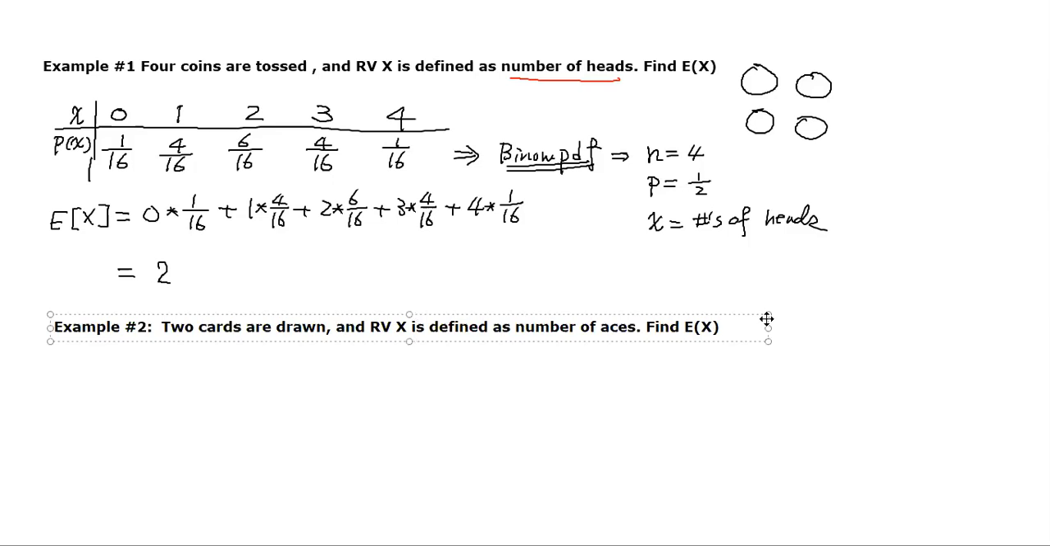Now let's take a look at what I have here. Two cards. Oh, I'm sorry, I think my example here says 3 cards. That's fine. 3 cards are drawn. The random variable x is the number of aces, right? So now I draw 3 cards here.